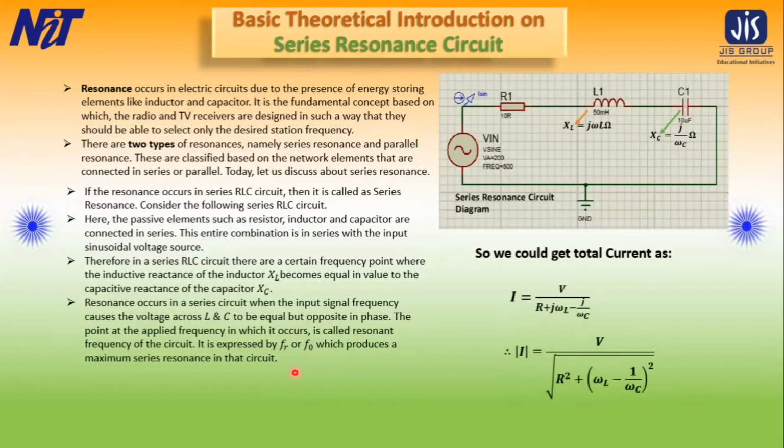So we get the total current as I equals V upon R plus j omega L minus j by omega C. After taking the modulus of I, we get V upon root over R square plus omega L minus 1 by omega C whole square.